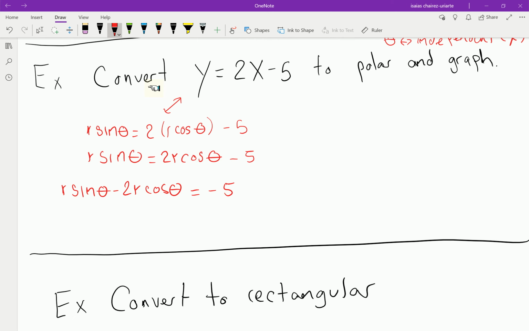Okay, so now I have r on the left hand side of this equation. I have two terms that involve r. So what do you suppose is the next thing that we should do? Maybe let's factor out an r from the left hand side? Yeah, that's what I'm going to do.